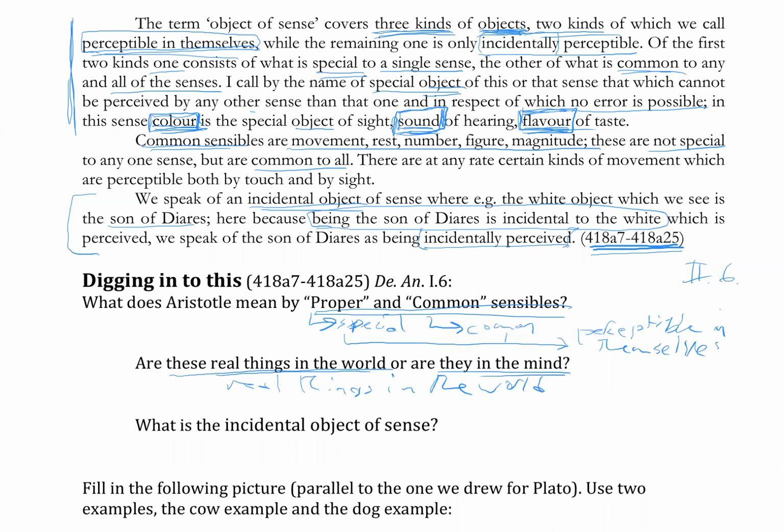But they're perceptible in themselves, which means they produce sensible forms. So they produce forms or species in my mind that are going to share a form with the real things in the world.